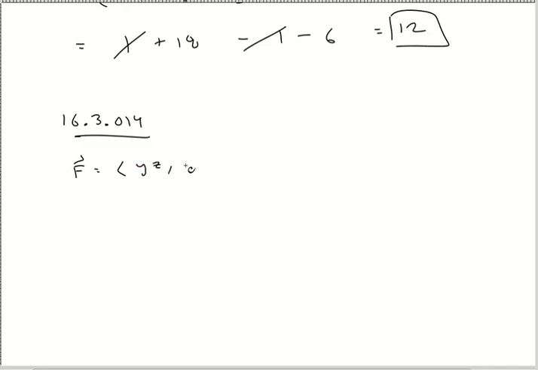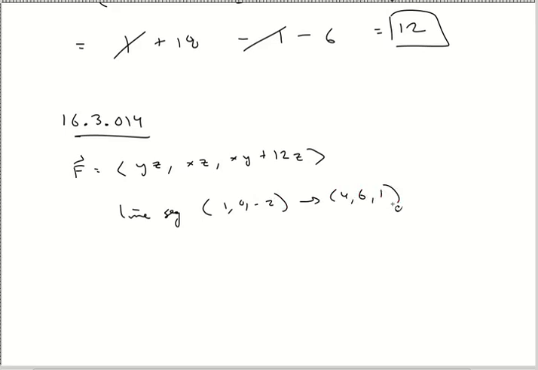The next one is yz, xz, xy plus 12z. And they say, oh, this is going to be a line segment from 1, 0, negative 2 until 4, 6, 1. Right now, they're not as blatant about it, but the next problem in particular is going to give you a way of seeing this as like path independent, where as long as we're going from my initial and getting to my terminal, I should be good to go. All right. Now, I'm not going to go too far in that right now, but just know line segment from here to there.